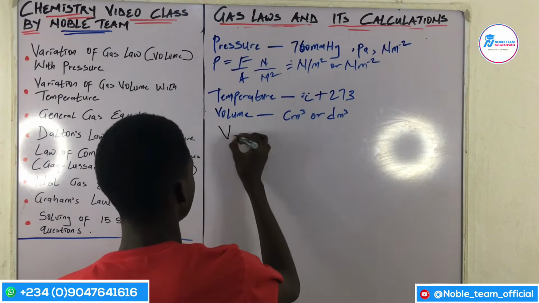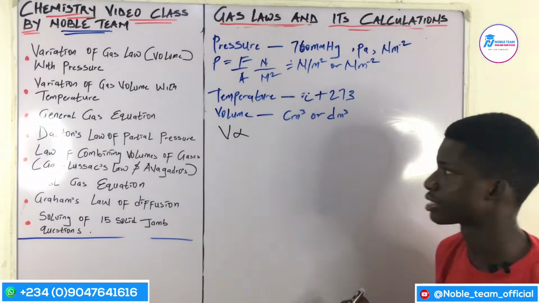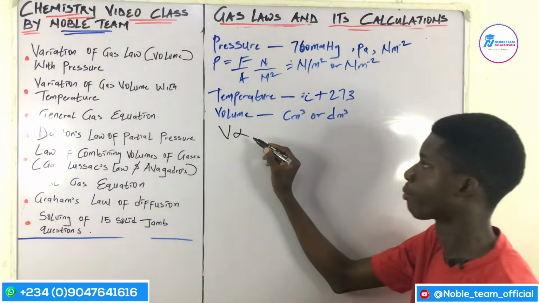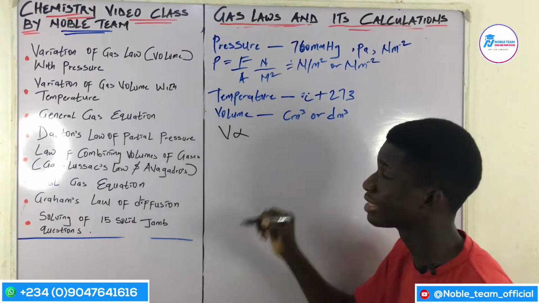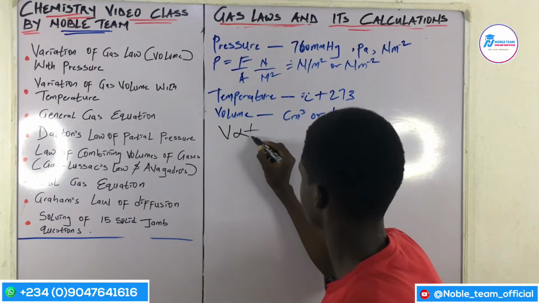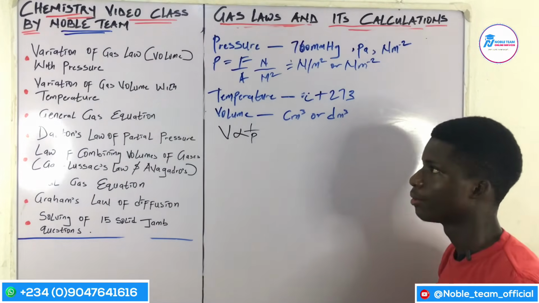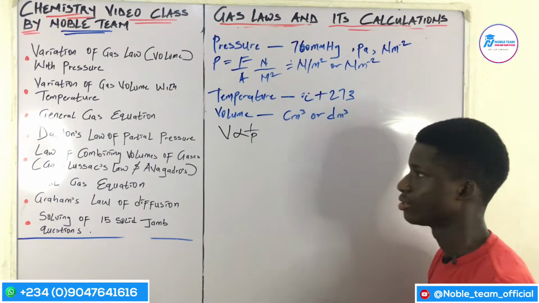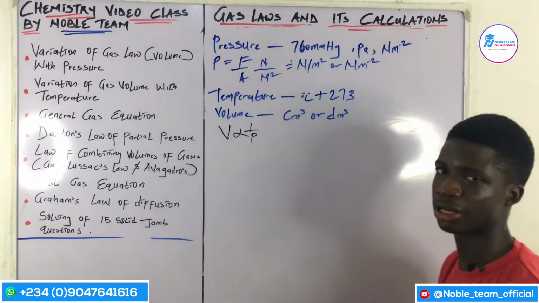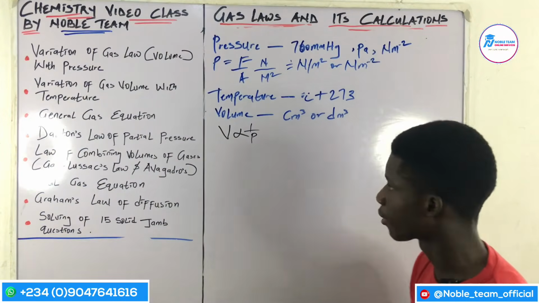Once V is directly, you understand? V is directly proportional. No, it's not directly, it's inversely proportional to pressure. So this Boyle's law is inverse. Once we get to Charles' law, I'm going to give you the mnemonics to remember and recall it fast.